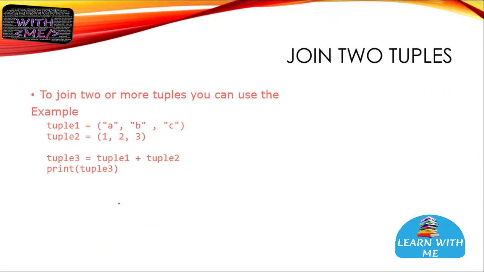Join two tuples. To join two or more tuples, we can use the plus operator. So we can go through this example. We have tuple1 which has a, b, c in it, and tuple2 which is 1, 2, 3. We are creating one more variable, tuple3, and we are assigning tuple1 plus tuple2, and the output of tuple3 will be a, b, c and then 1, 2, 3.